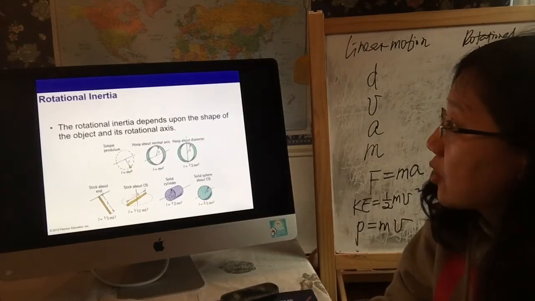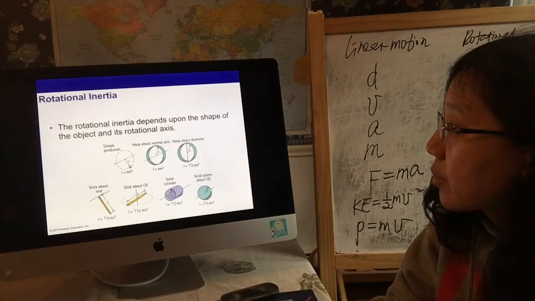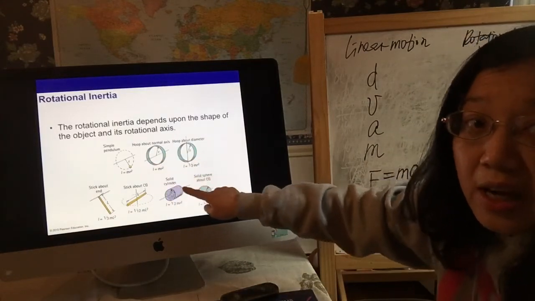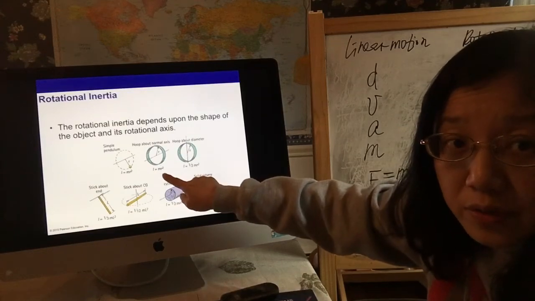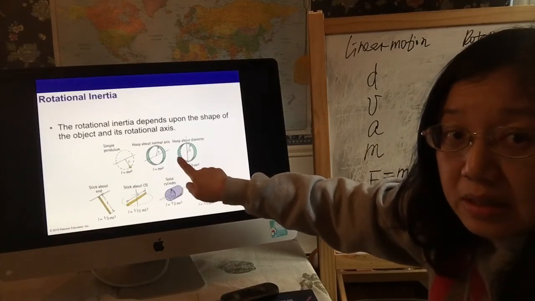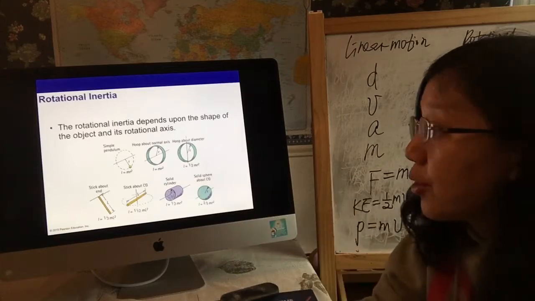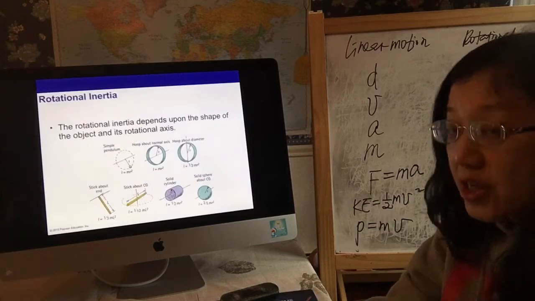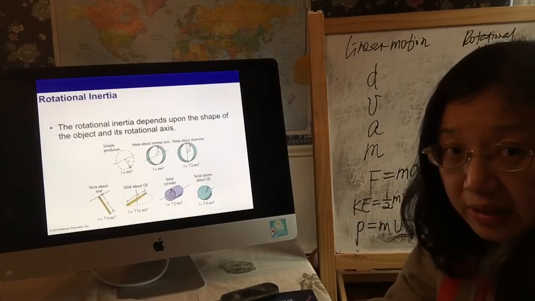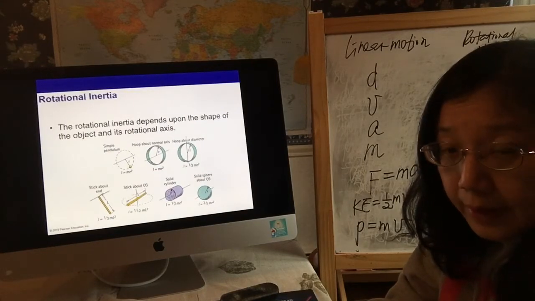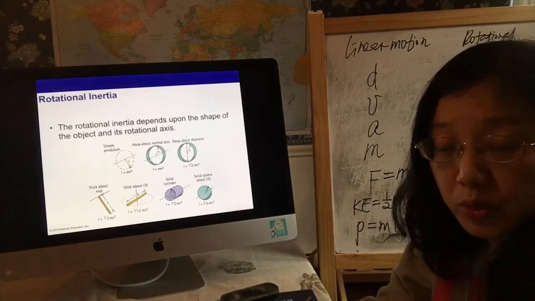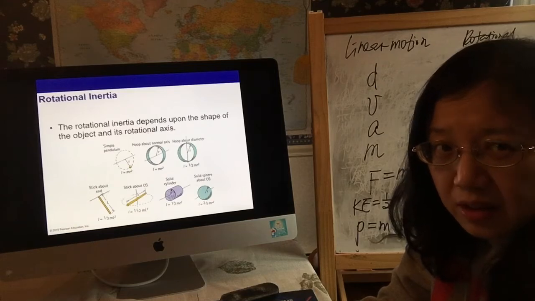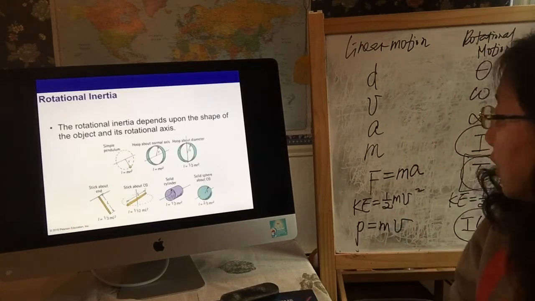Rotational inertia depends on the shape of the object and its rotational axis. I'm not going to ask you to calculate the rotational inertia for these objects, but this slide is trying to show you that different shapes have different equations to calculate rotational inertia. In order to calculate rotational inertia for different shapes, we need to use calculus, which we're not going to cover in our class.